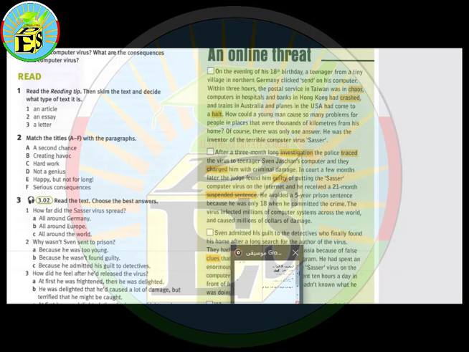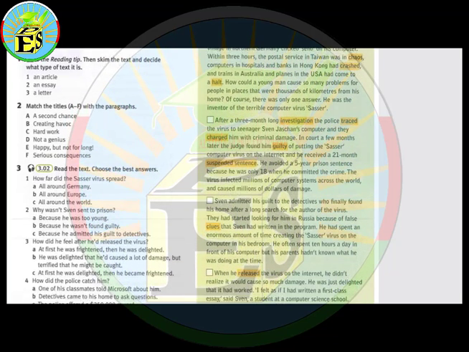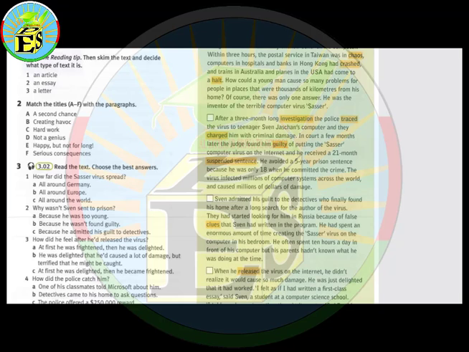Serious consequences. After a 3-month-long investigation, the police traced the virus to teenager Sven Yashin's computer, and they charged him with criminal damage. In court a few months later, the judge found him guilty of putting the Sasa computer virus on the internet, and he received a 21-month suspended sentence. He avoided a 5-year prison sentence because he was only 18 when he committed the crime. The virus infected millions of computer systems across the world and caused millions of dollars of damage.